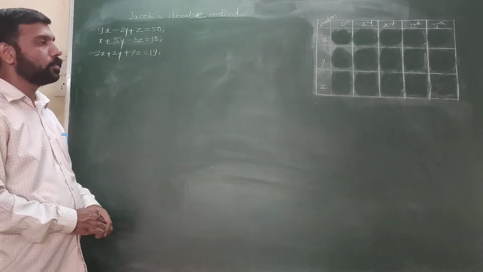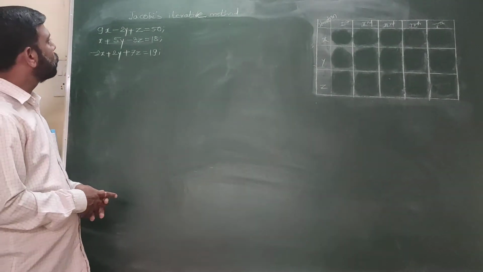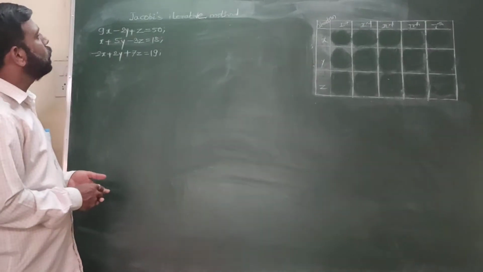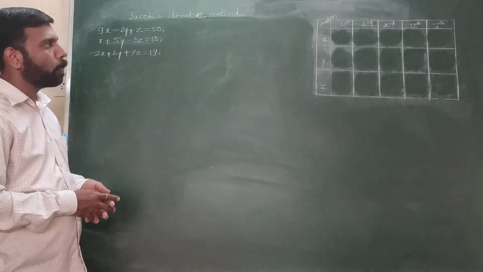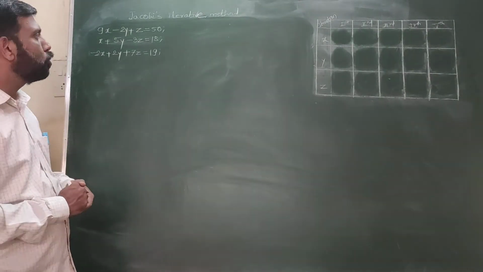Friends, here we take a system of equations, three equations with three unknowns x, y, z. These values of unknowns x, y, z we will find out by using the Jacobi iterative method. What values of unknowns will we get? These are the approximate values of x, y, z.